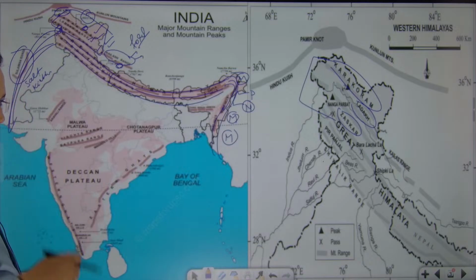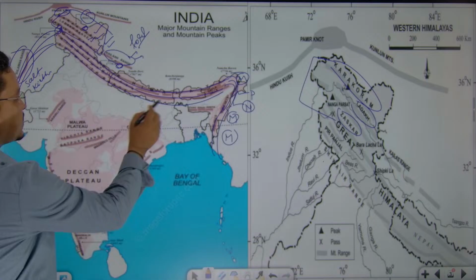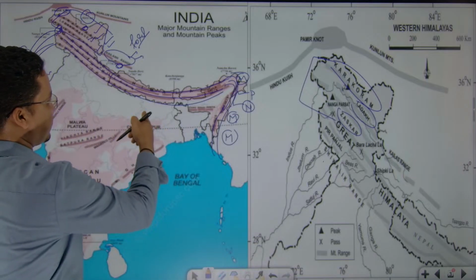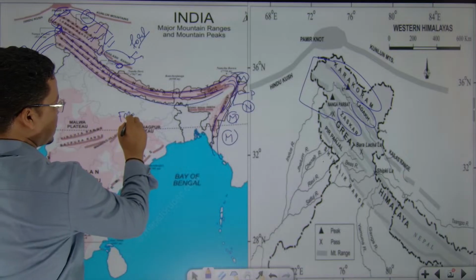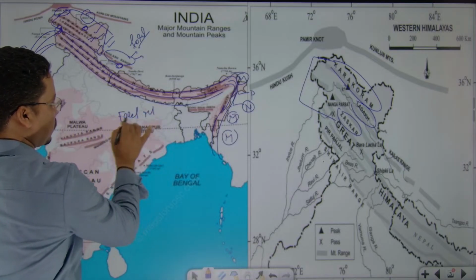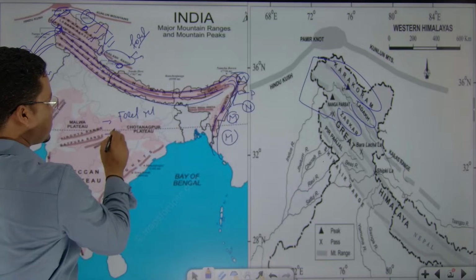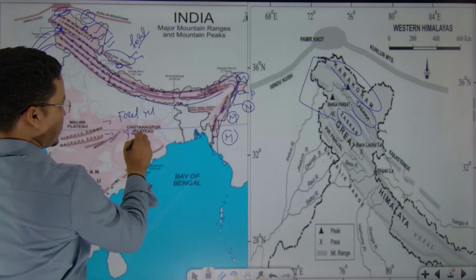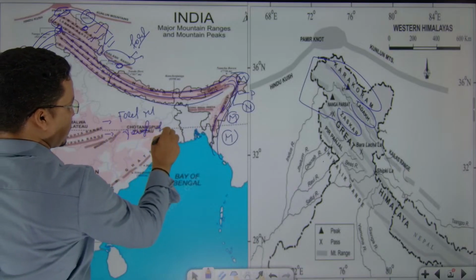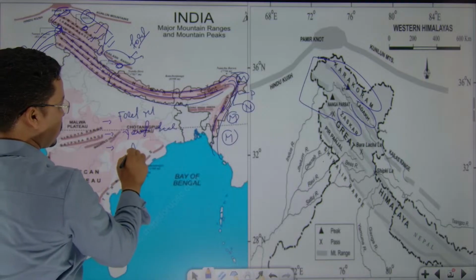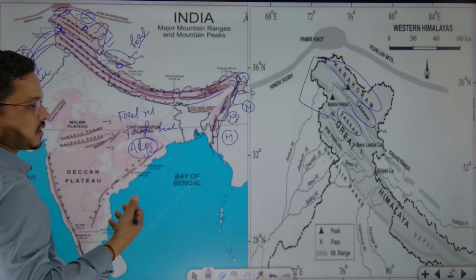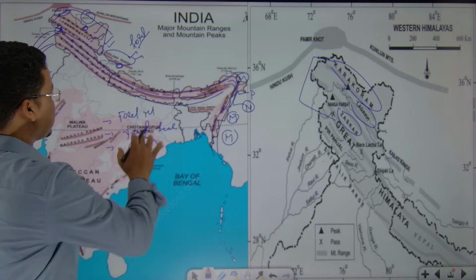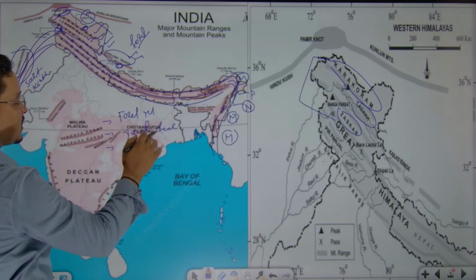See, one by one we will go. The Greater Himalaya, Middle Himalaya and Shivaliks are all fold mountains. These mountains are young fold mountains, also called the Himalayan Alps. That means the young mountains. The Himalaya is also called the Himalayan Alps.